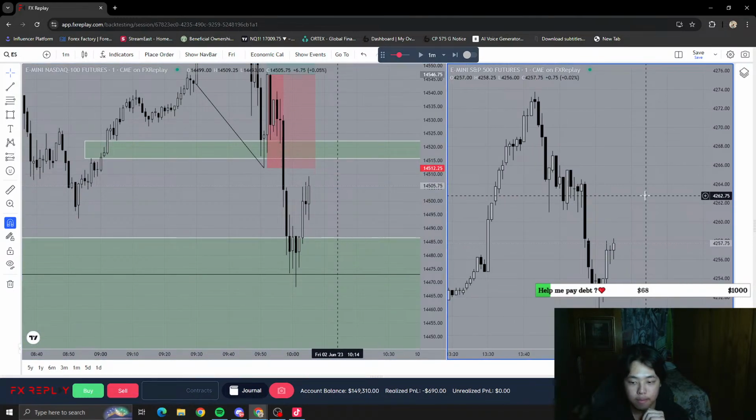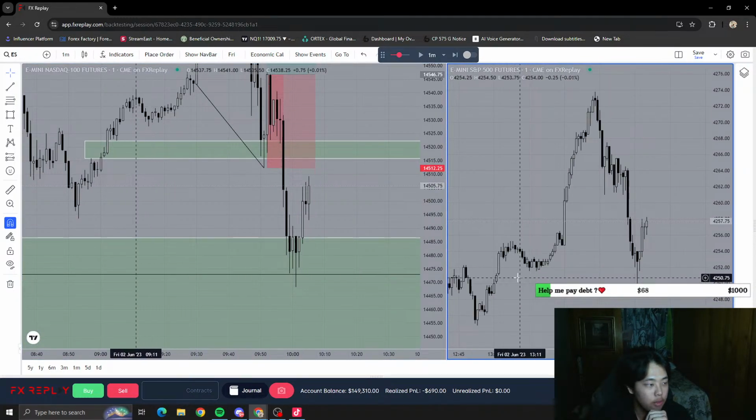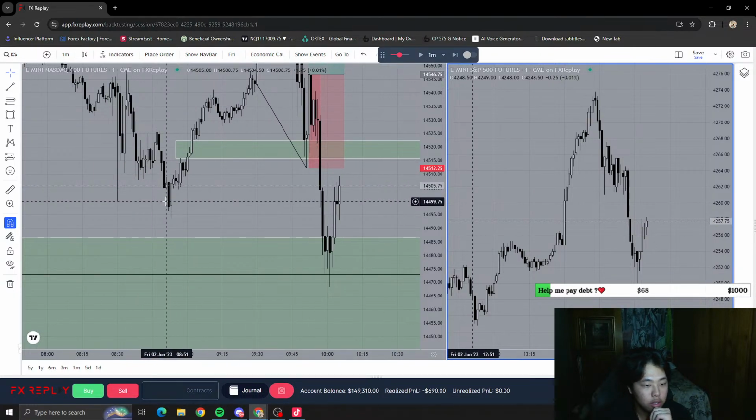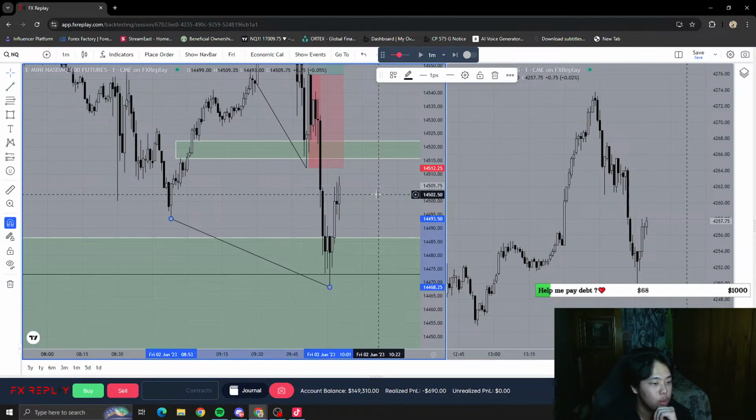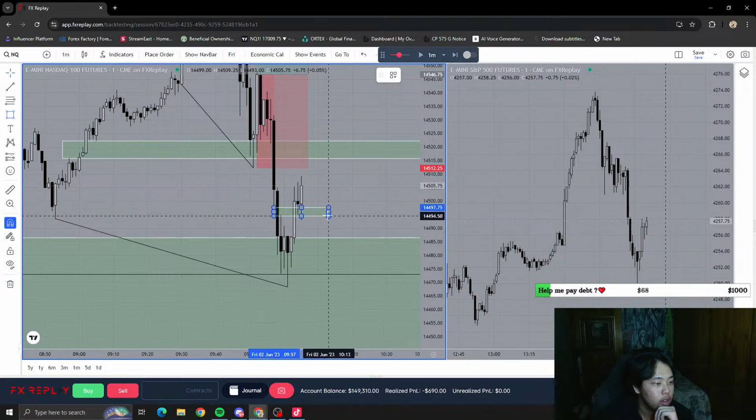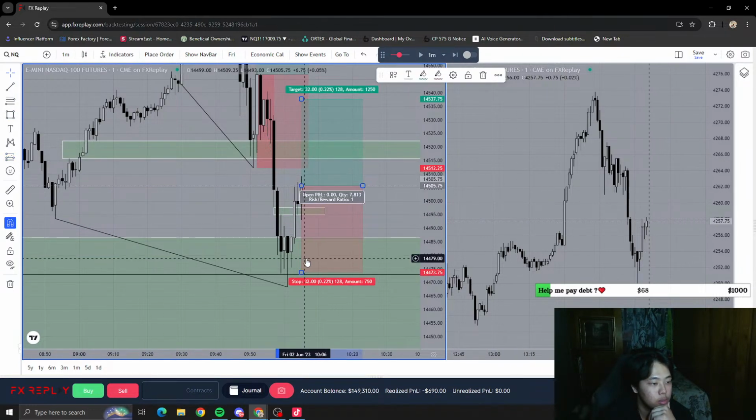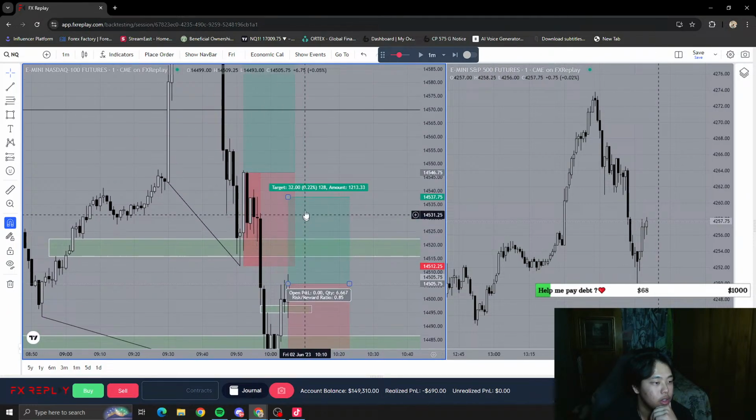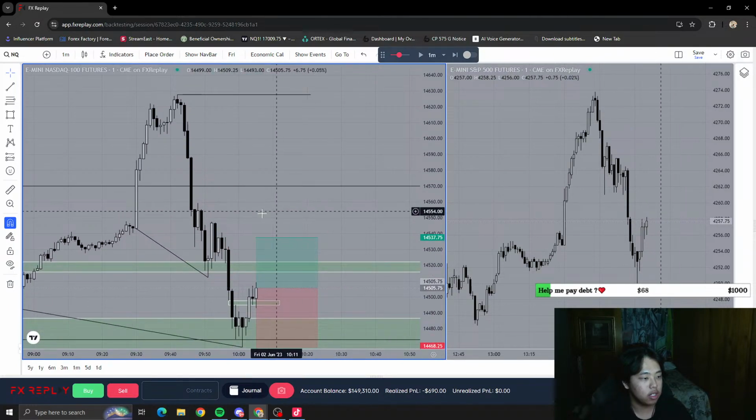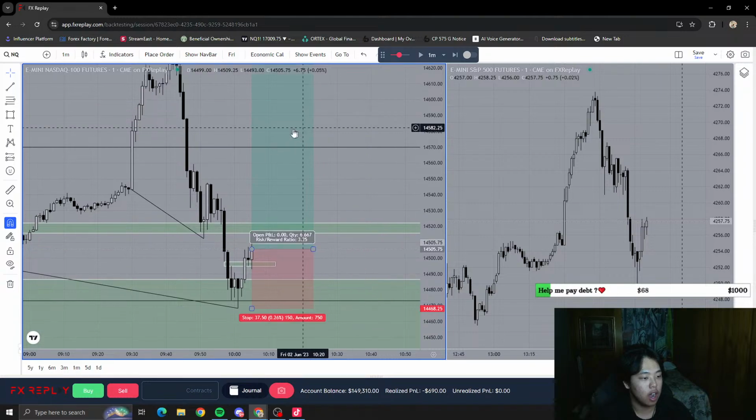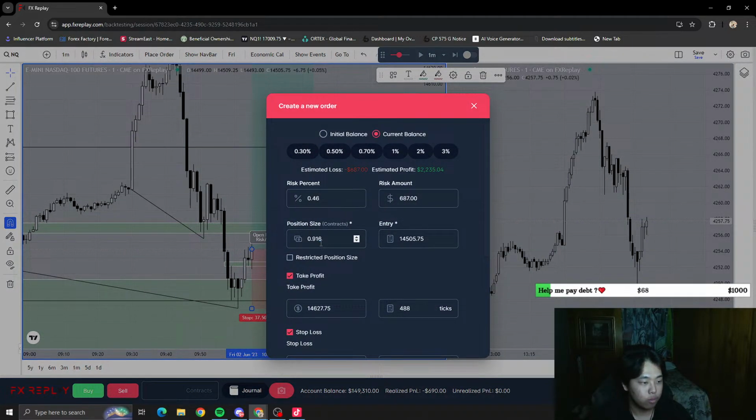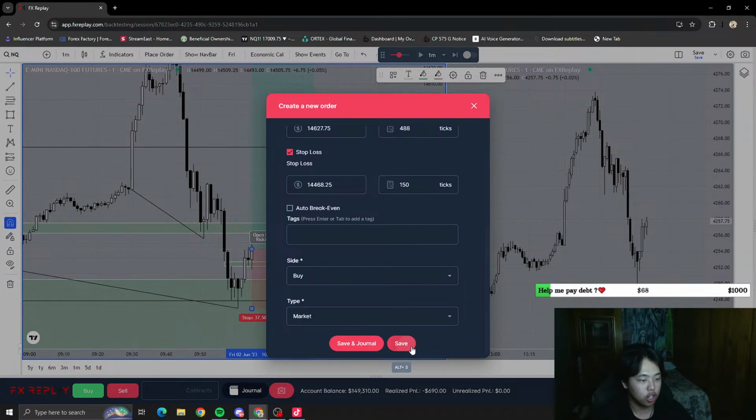So, do we have SMT divergence? Yes, we do. ES did not sweep it out, NQ did. We inversed this gap here, and we also created a BPR here. So I'm just going to go ahead and long here. I want my target to be these highs and higher. One contract.